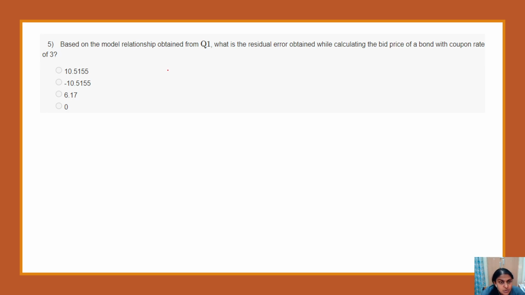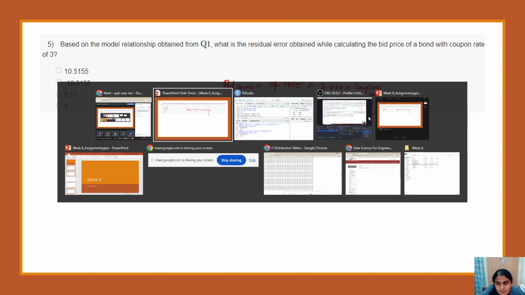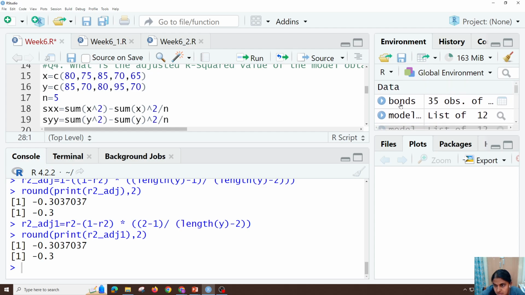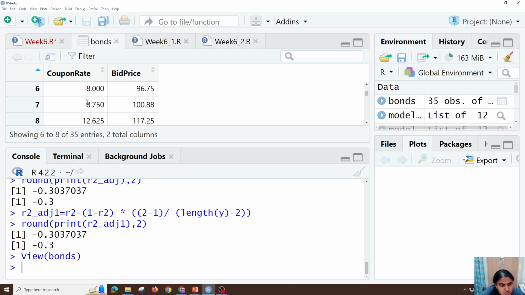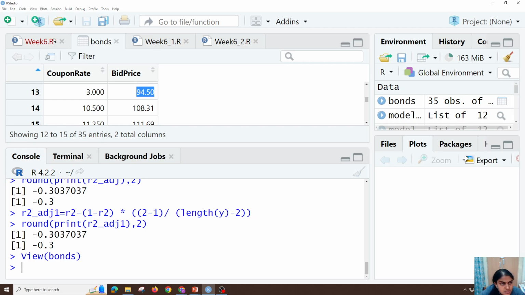The next one: based on the model relationship obtained from Q1, what is the residual error obtained while calculating the bid price of a bond with coupon rate of 3? Right now we have formed a model which gives the bid price, which is the y value, equal to beta naught, around 74.7865, plus 3.066 into coupon rate. So this is our model that we have fitted. Now we are asked for the coupon rate to be 3. Now we'll see how our model is predicting.